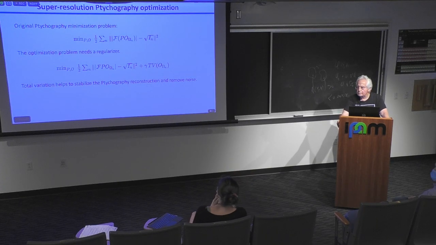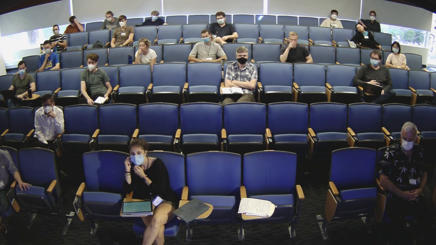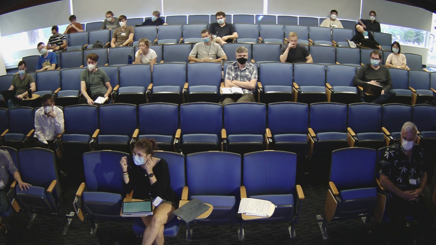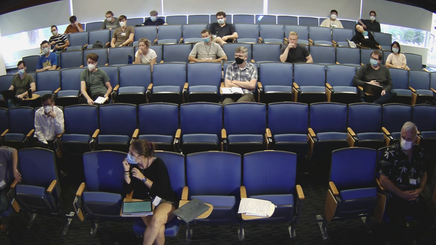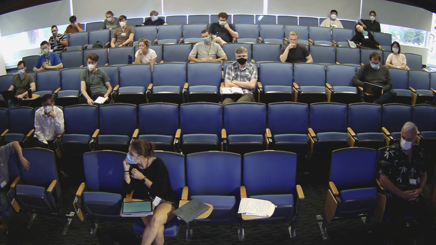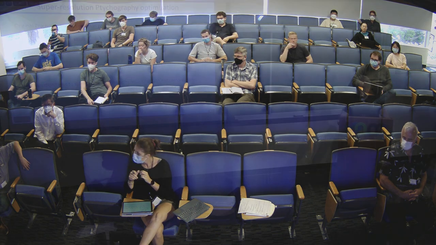Question? Yeah. So here we regularize on the object, but we're looking also for P. Does it make sense to regularize on P as well? On what? Like adding a regularization term for P. No. Yeah, we only regularize the object because we assume that the object can have a sharp edge, but the probe probably doesn't have a sharp edge. Oh, okay. Yeah. Okay. Very good.